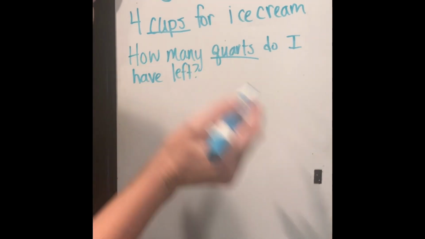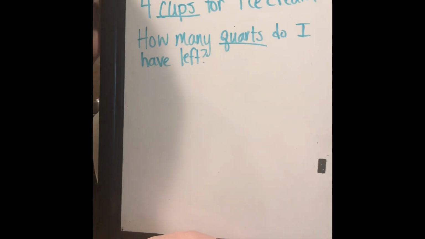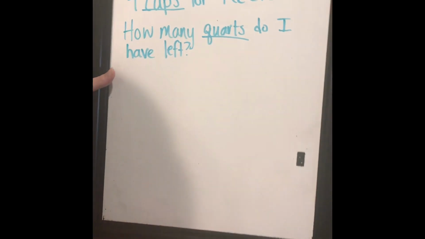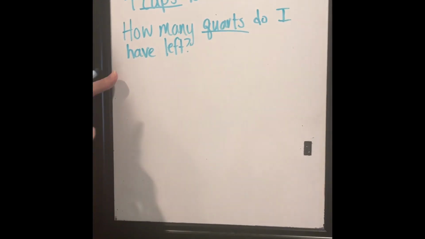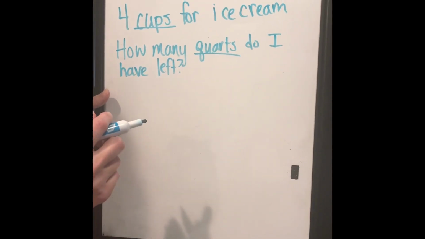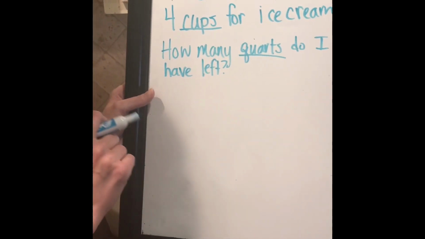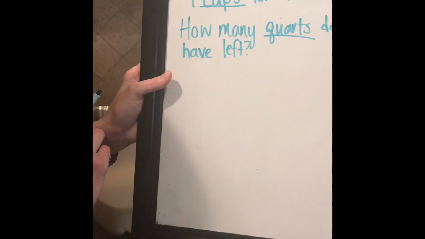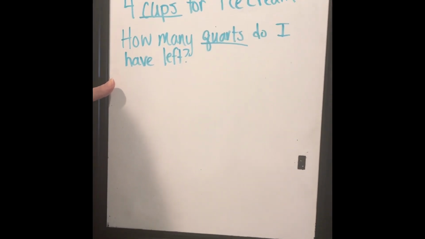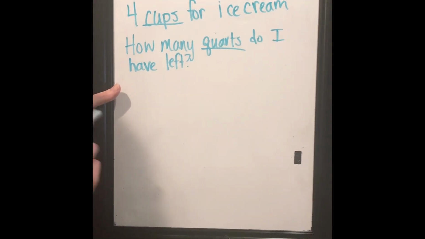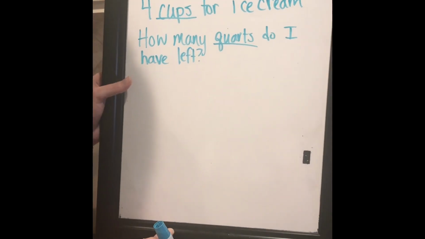So I want my answer to be in quarts, but I need to think about how I can get my answer into quarts whenever I'm starting out with gallons and then I'm using cups. So if you think you can solve this on your own, go ahead and do that. You can pause the video, and with your composition notebook, you can work out this problem, and then unpause the video and check your answer.